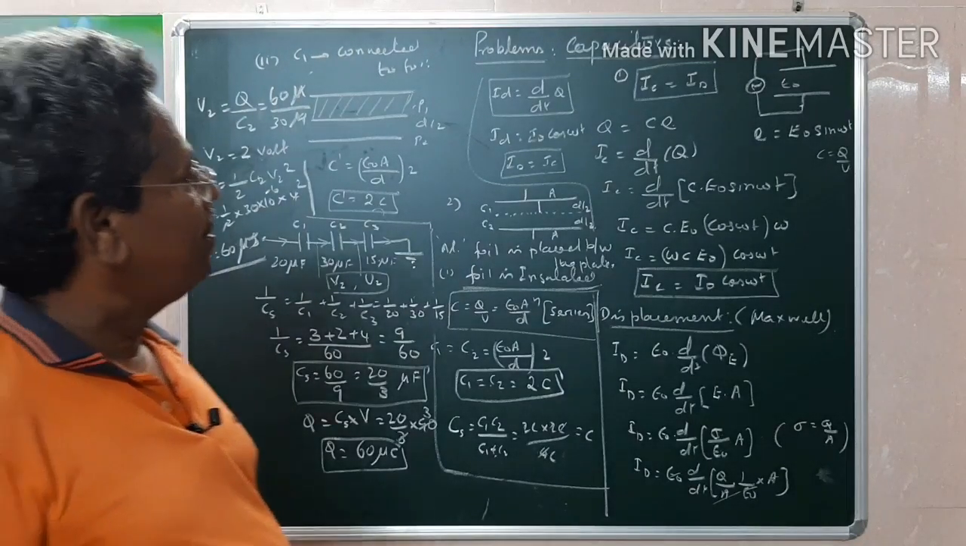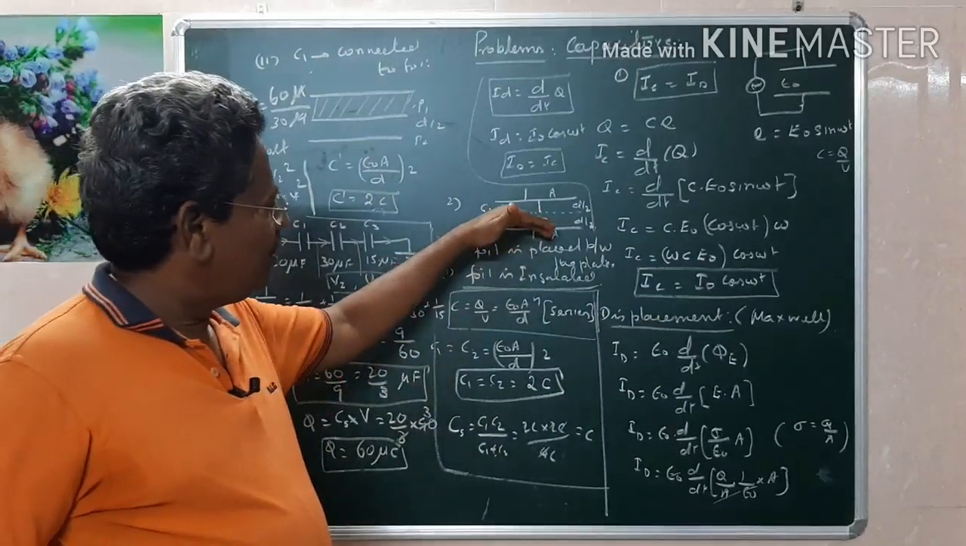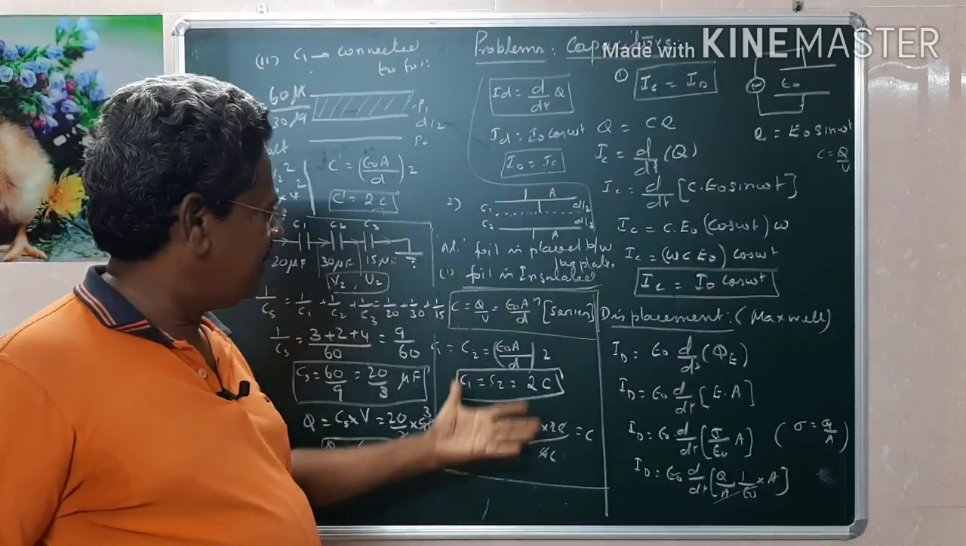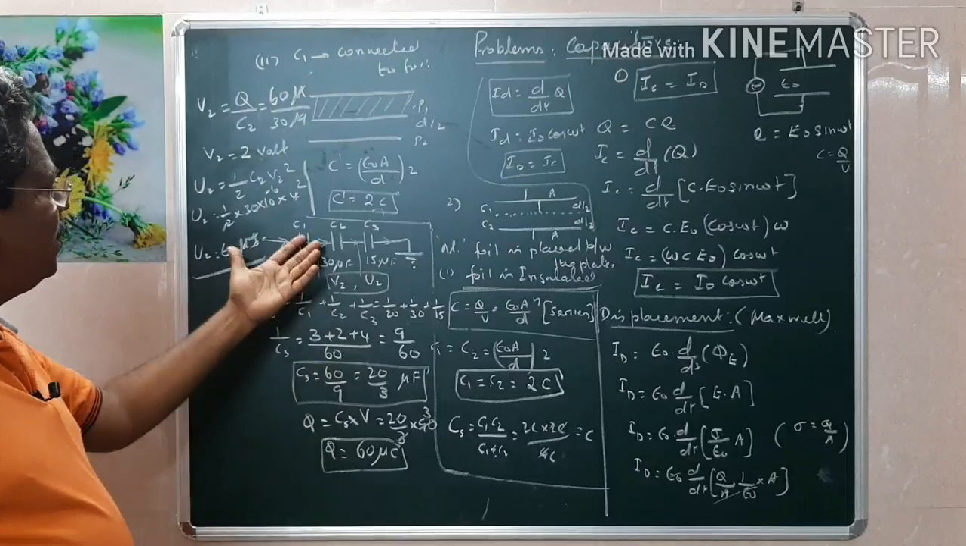So number 1 is, total charging current is equal to displacement current. Number 2, when the aluminum foil is introduced, what happens? Area does not change. See these, we find out this. And the third one is a very simple one.